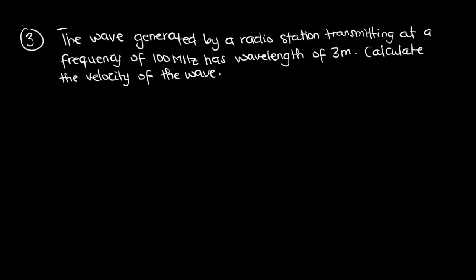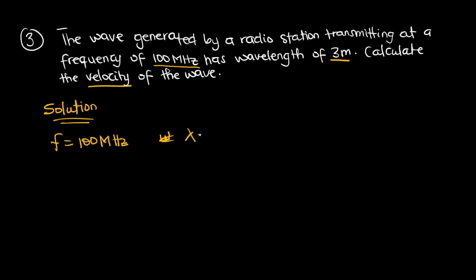All right, so let's have a look at one last example. We have a wave generated by a radio station transmitting at a frequency of 100 megahertz. The wave has a wavelength of 3 meters. We have to calculate the velocity of the wave. All right, so let's write down the parameters that we have. We're told that we have a frequency of 100 megahertz and a wavelength of 3 meters, and we're asked to find the velocity, which we do not know.